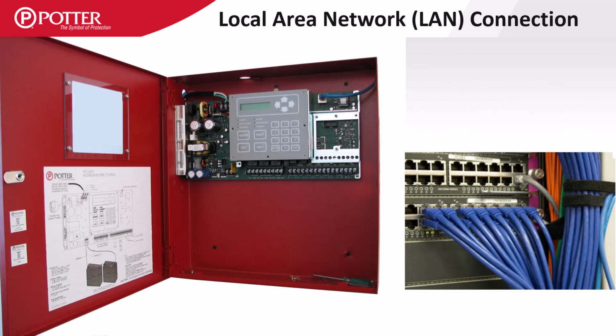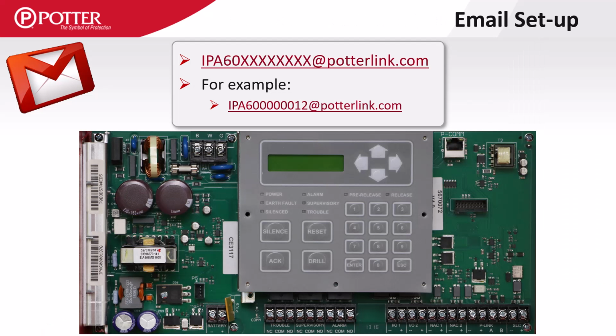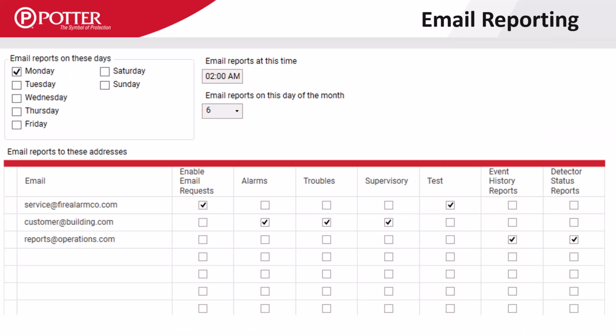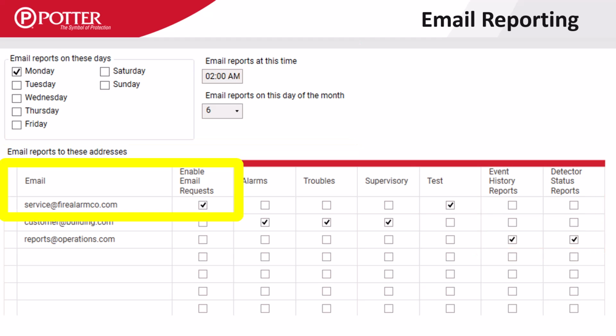Another great feature of Potter addressable control panels is the ability to send and receive emails once the panel is connected to the internet. Email functionality is available at no additional cost. The email address will be the control panel's NetBIOS ID at potterlink.com. This NetBIOS ID is found on a sticker located on the heatsink. The panels can send several different types of emails to 20 different recipients. Using the programming software, panels can send system status emails as well as scheduled reports like detector sensitivity and history reports. The panel is also capable of replying to email requests.